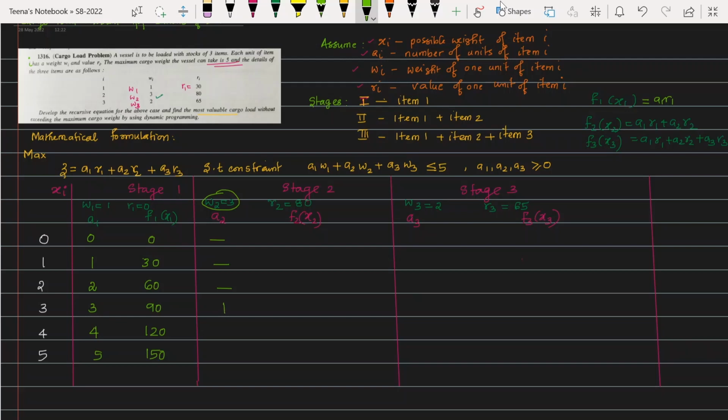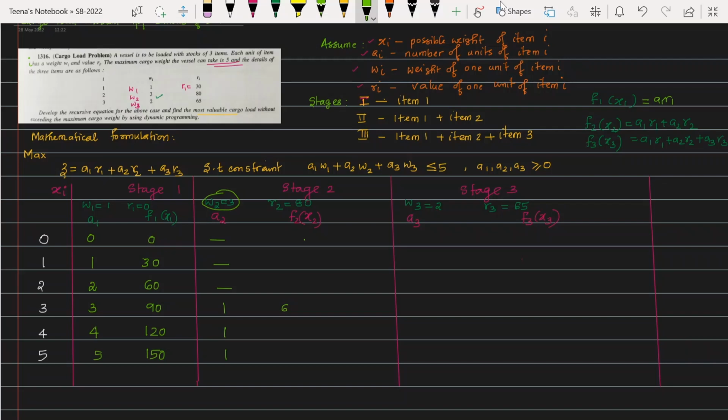When it comes to 4, again we shall have only 1 unit of item 2, because if you take 2 units of item 2, the weight will be 2 into 3 equal to 6, so that exceeds this 4. So when Xi is equal to 5, still we will have only 1 unit of item 2. Now let us find our F2 X2. So F2 X2, in the first 3 cases we don't have any F2 X2. So in the next case, when X2 equal to 3, we will have 1 unit of item 2, that will give you 80.